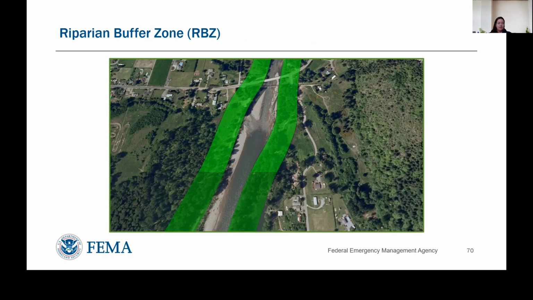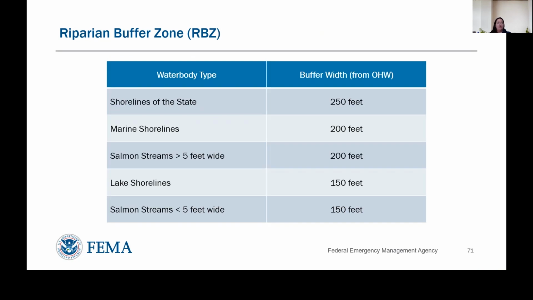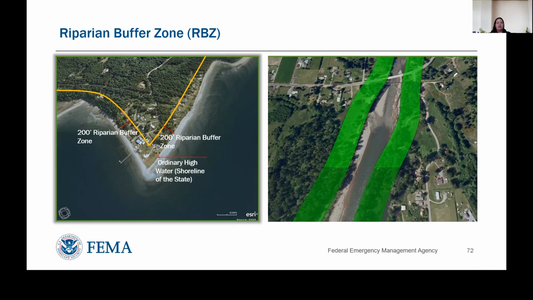And then we have the riparian buffer zone. These are zones that are measured equally from ordinary high water along a river or along a waterway. And the width of that is defined by the type of the waterway. So we have shorelines of the state that are going to be 250 feet from ordinary high water. Marine shorelines and salmon streams that are greater than 5 feet wide are both going to be 200 feet from ordinary high water. And then lake shorelines and salmon streams that are less than 5 feet wide are both 150 feet. So this is what it looks like on a river, which is to the right, and then in a marine or coastal situation on the left there. So it's measured that equal distance from ordinary high water all along that water body.